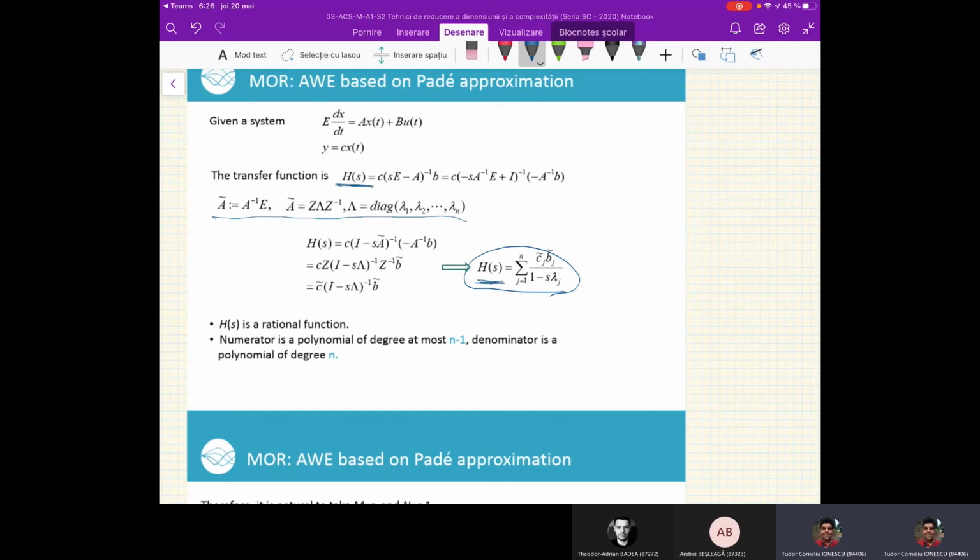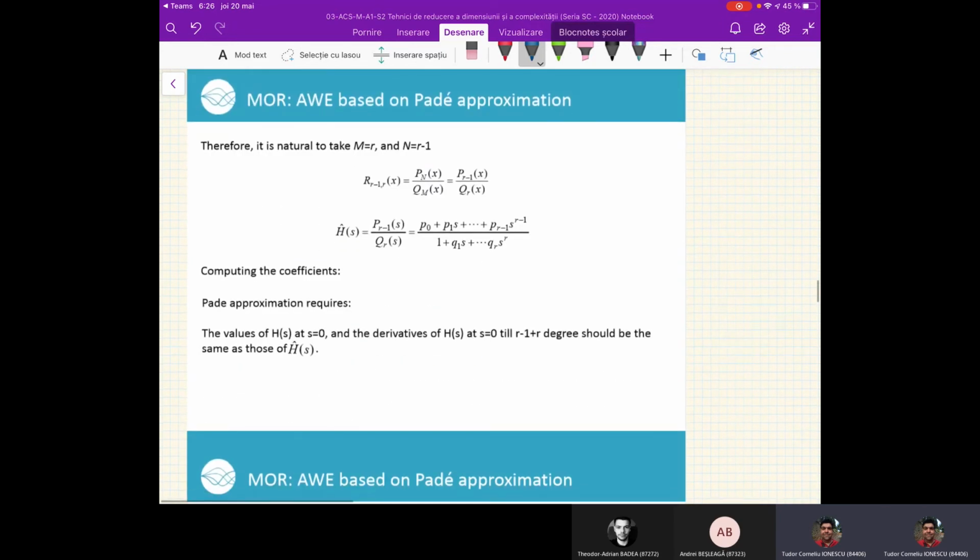There is no difference between them. So this is not an approximation, but based on this residue form, we are going to build the Padé approximation of this system. You pick m equal to r, n equal to r minus 1, and this means you can build this function in this form.